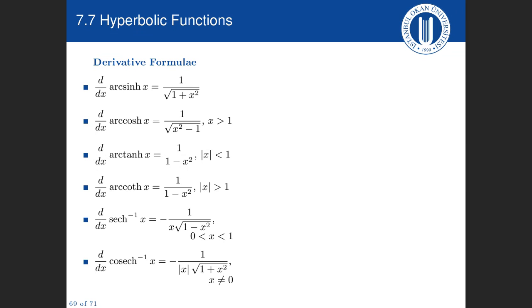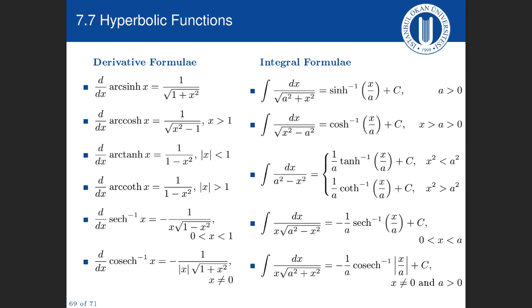As soon as you have these six derivative formulae, you could then write down the integral formulae just by going backwards. So for example, let's just look at the first line. If the derivative of arcsinh is 1 over the square root of 1 plus x squared, then that tells us that the integral of dx over the square root of a squared plus x squared is inverse sinh of x over a plus c. And so on. I'll leave the others for you to look at later.